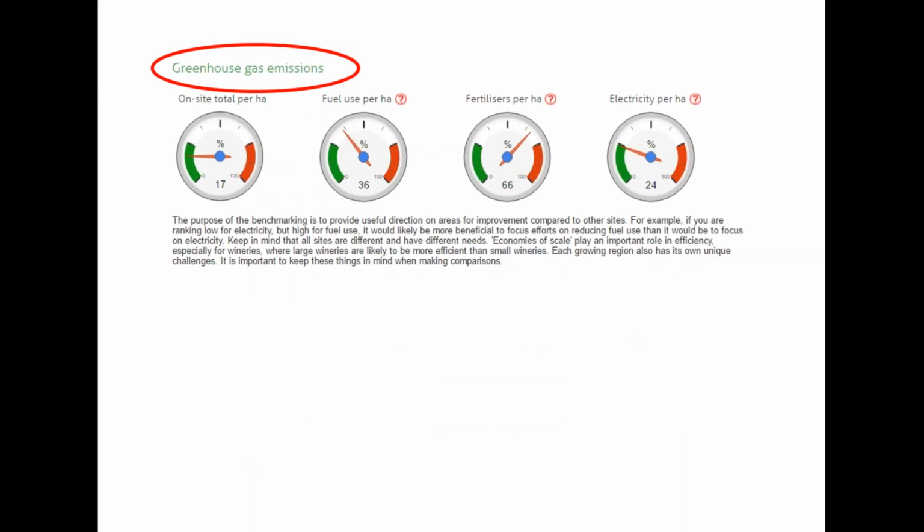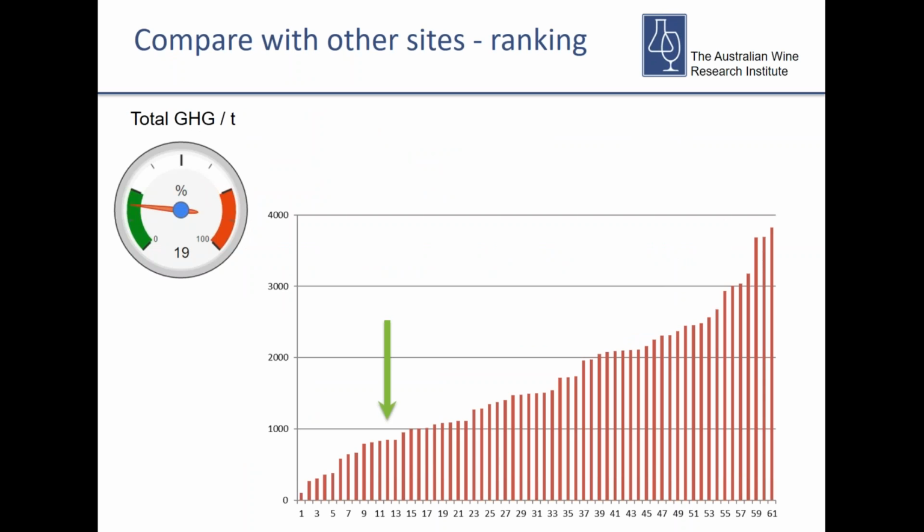Now, it's pretty important to understand how to read these reports. So for each metric that you've got there, you get one of these dials. Now, the number down the bottom is a percentage, and it's actually your ranking compared with other sites. So for this example here, you've got total greenhouse gas emissions per tonne, and your ranking is 19%. And you can see that in the bottom 25% it's green, and the top 25% it's red. So this is just an arbitrary number where the closer you are to the green, the better your performance is. But if you're up at the red, it means that there's room for improvement.